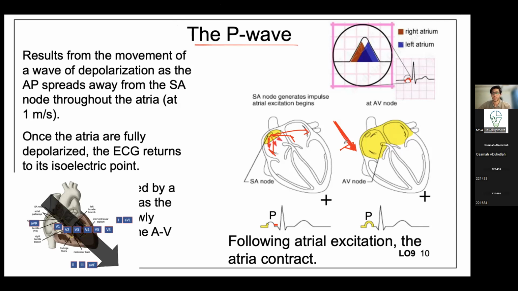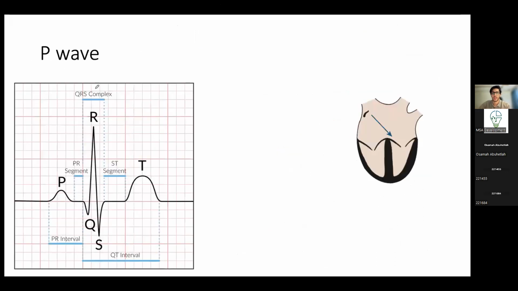Again, we're just talking about the electrical activity of the heart. Don't worry about contraction and stuff like that. All right. So if we're looking at it from here, wave of depolarization coming towards me, I'm going to go up. So that P wave is up. All right. So this is the P wave right here.